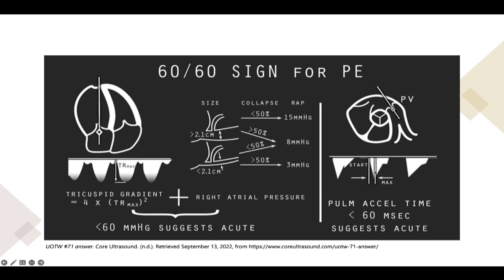And all we're doing is measuring that acceleration time from the beginning of the wave all the way to the peak of the wave. So you're pretty much starting your measurement here and then extending it to go towards that peak, and it'll give you an acceleration time. If the acceleration time is less than 60, that's normally a sign of an acute process, and in this case will be acute PE.